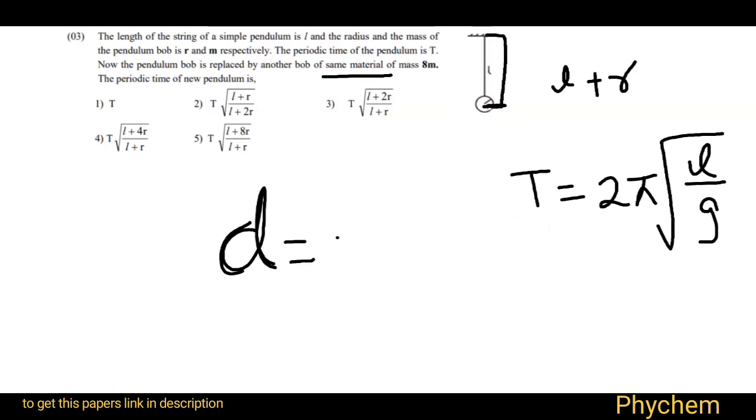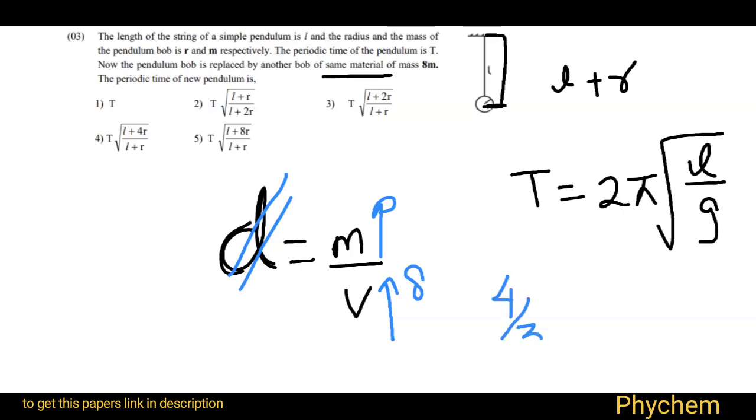Density is m over V. So when you didn't change the material, the density will remain unchanged. Therefore, when you increase the mass 8 times, definitely the volume should increase 8 times. You know the equation for the volume of a sphere is 4/3 πr³, which is equal to V. So when you increase V by 8 times, definitely the radius should increase 2 times.